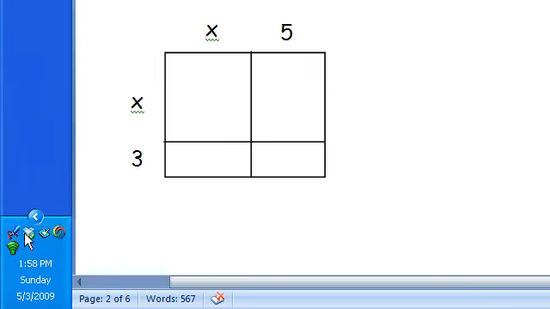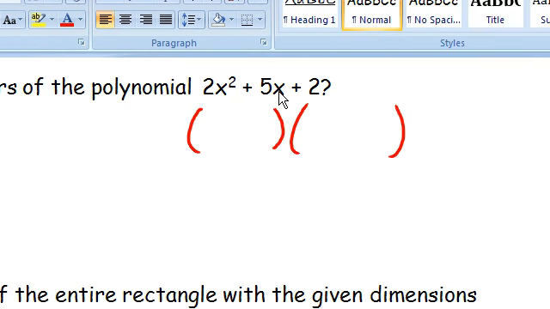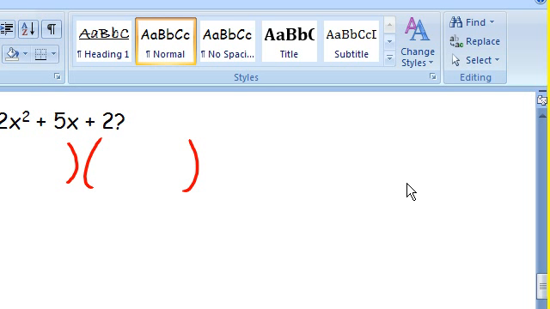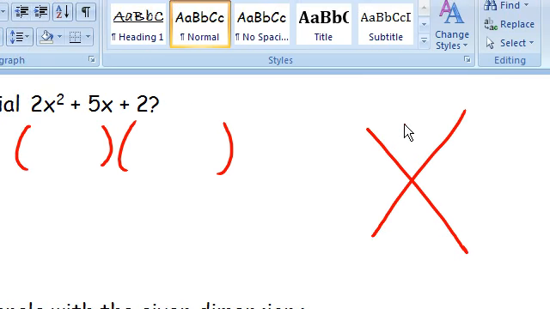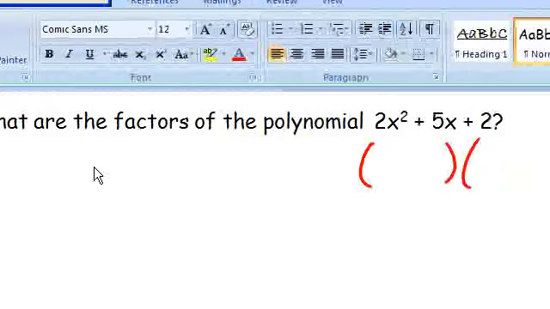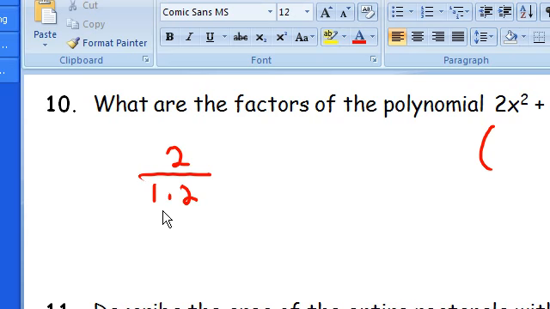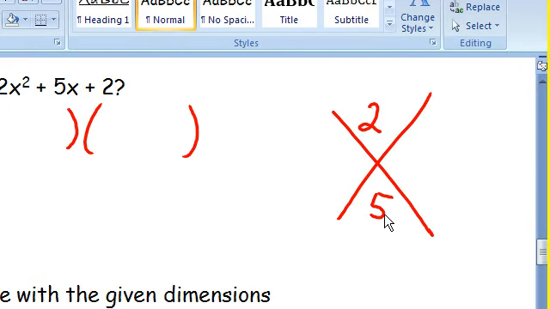Let's keep going. Number 10. More factoring. What are the factors of the polynomial 2x squared plus 5x plus 2? So what we want to do is figure out two numbers that multiply to 2 but add to 5. Well, the factors of 2 are 1 times 2, and that's it. 1 plus 2 is 3. So I can tell you that we cannot think of any numbers that multiply to 2 but add to 5.